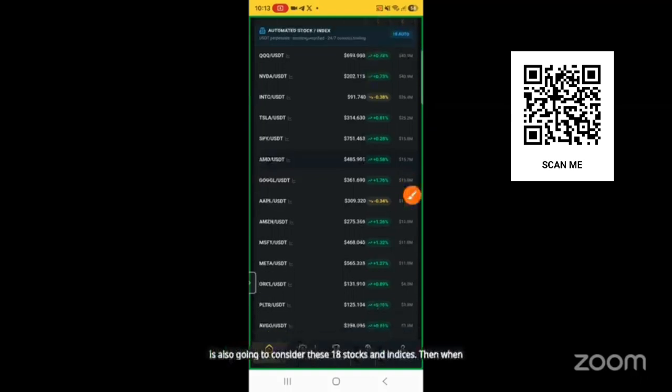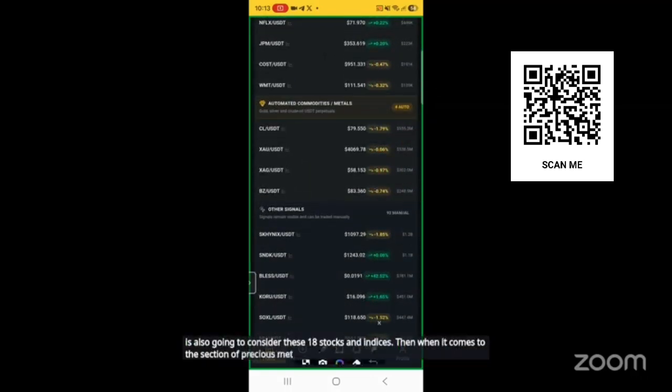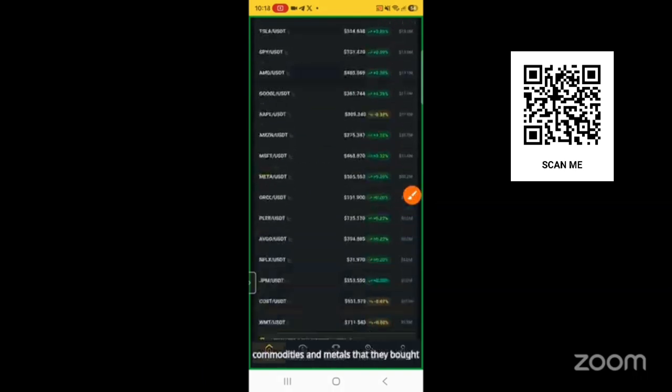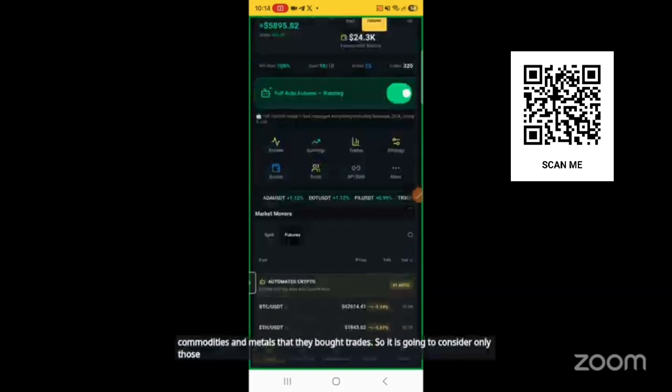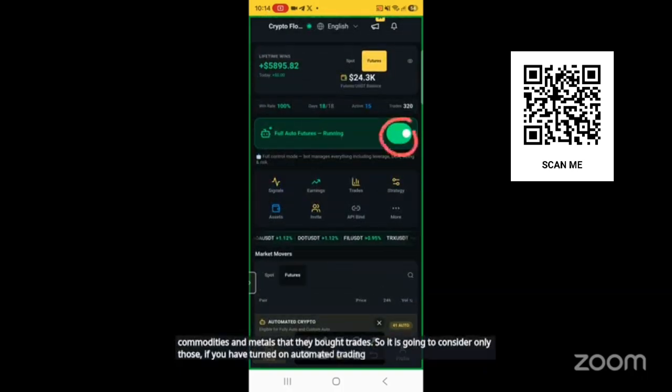Then when it comes to the section of precious metals and commodities, it's going to only trade for you crude oil, gold, silver, and this one, BZ. I don't know BZ, but I know it is one of the commodities and metals that the bot trades. So it is going to consider only those if you have turned on automated trading, and only trade those specific currencies or specific assets. That's why it is going to do the market analysis.